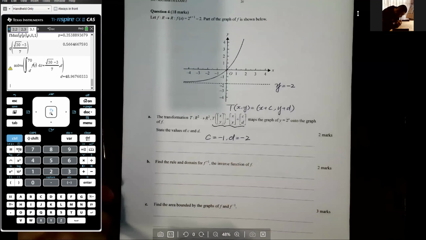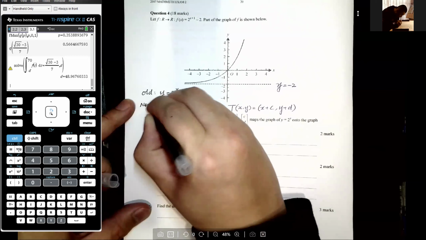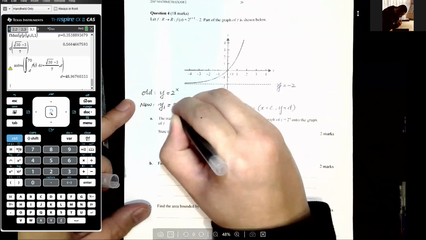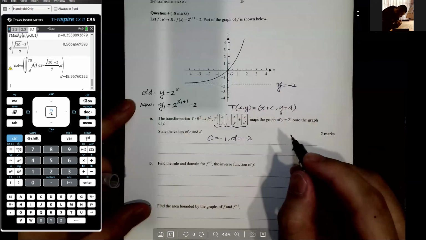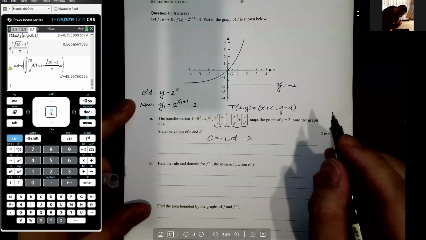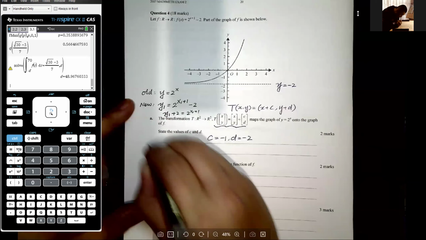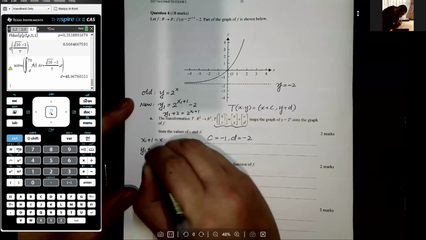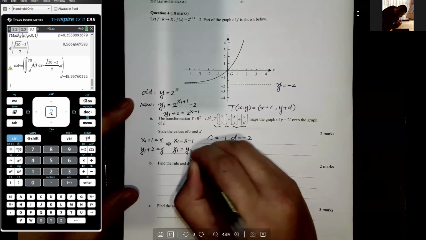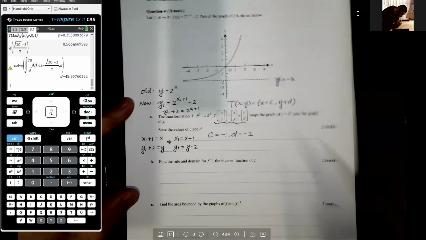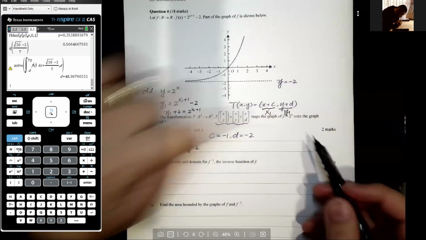You might want to do it in this way. Say the old graph is y equals 2 to the power x. The new graph is y1 equals 2 to the power x1 plus 1, minus 2. So you could just say y1 plus 2 equals 2 to the power x1 plus 1. So x1 plus 1 equals x, y1 plus 2 equals y. Therefore, you get x1 equals x minus 1, y1 equals y minus 2. And that's why this bit is your x1, this bit is your y1, all right? So you say c value is minus 1, d value is minus 2.